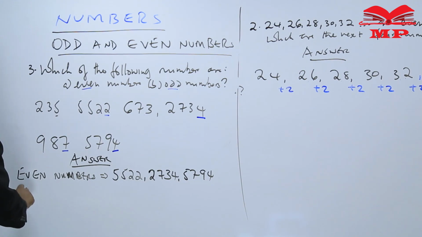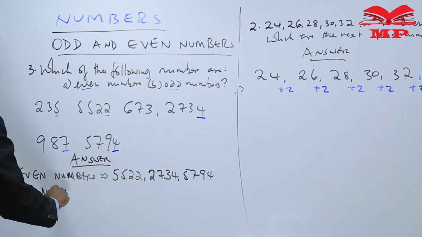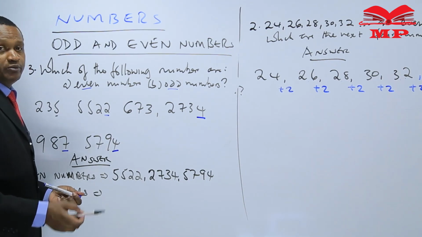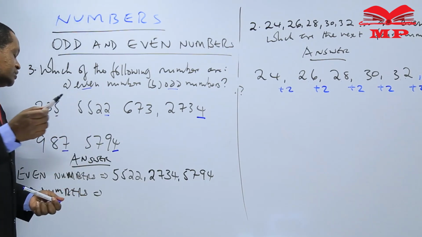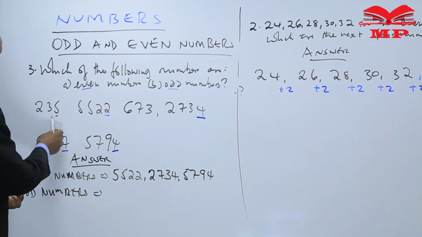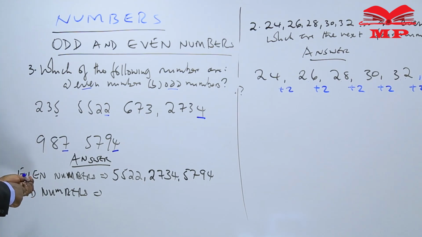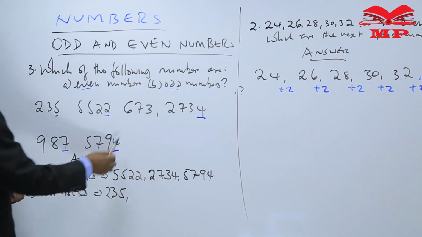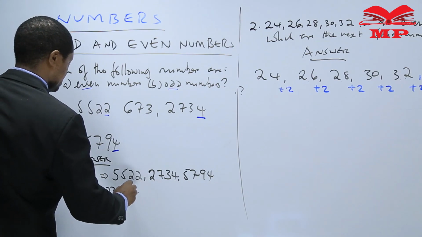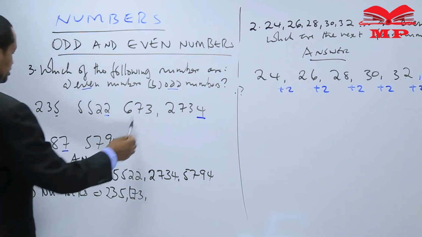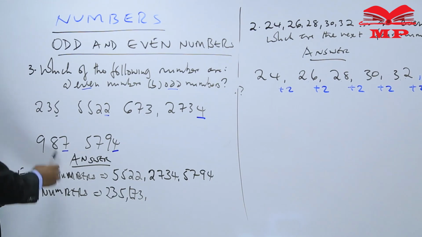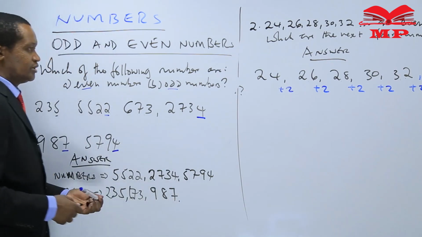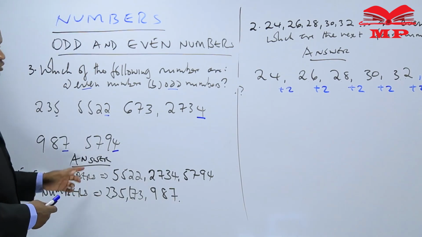Then we can identify the odd numbers. Odd numbers, the last digit in an odd number will be 1, 3, 5, 7, 9. Like the first one here, this is an odd number. 235 is an odd number. This one is not. 673 is an odd number. Then 987 is an odd number. So we have answered the question.